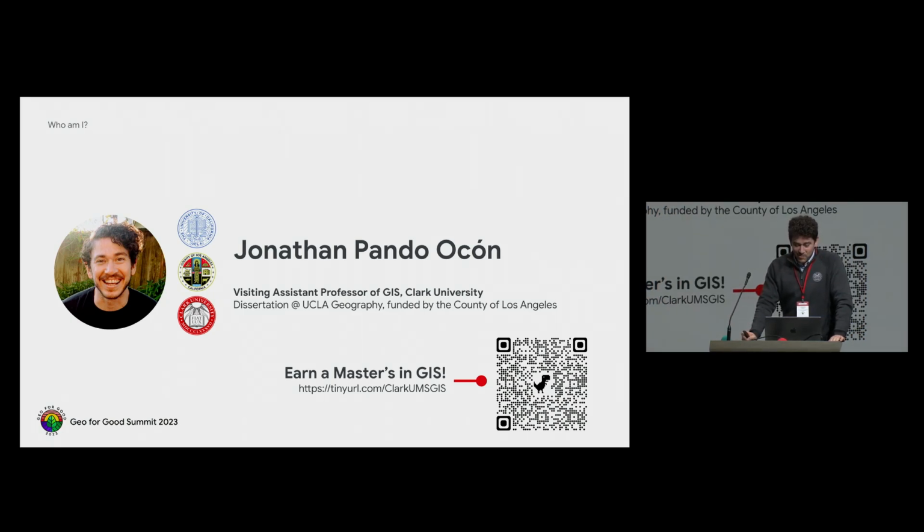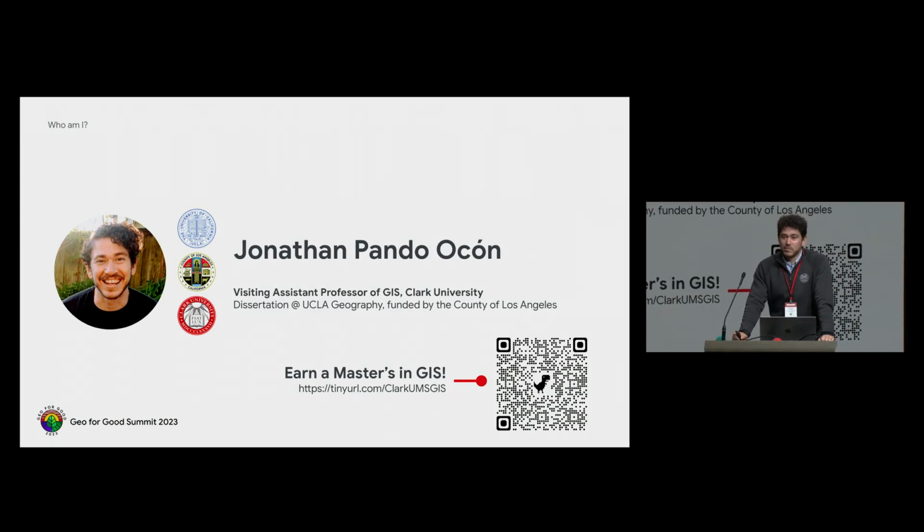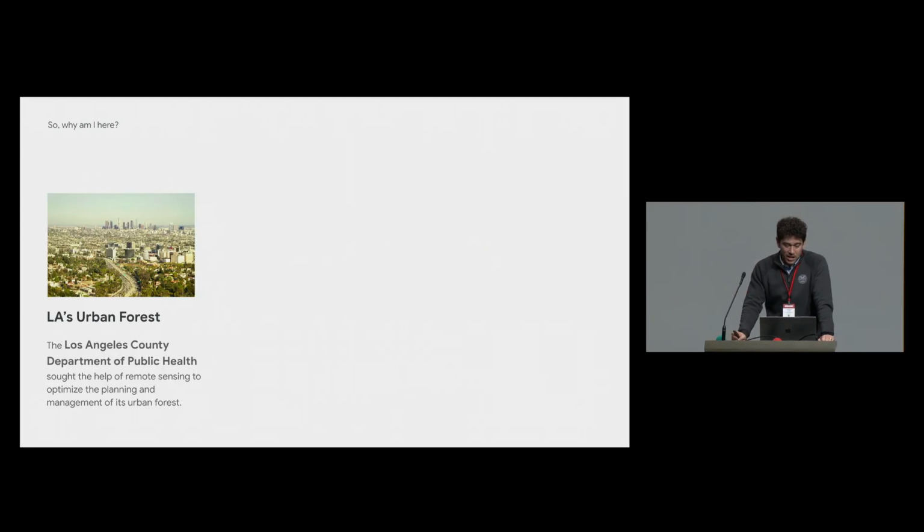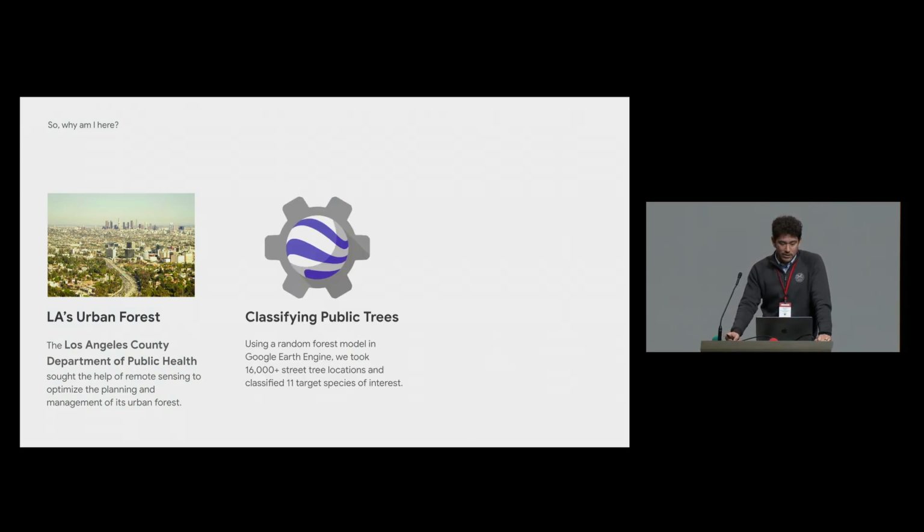My dissertation work was at UCLA Geography, partly funded by the County of Los Angeles, which is why I'm here today. LA County Department of Public Health was interested in using remote sensing to help optimize the planning and management of its urban forest. Specifically, they were looking at their public street trees, and with a lot of aggressive planning programs in place around the world, they wanted to make sure they're planting the right species in the right place for the right reasons. And so this is where I came in. I developed a random forest model using over 16,000 training data points provided by the county.